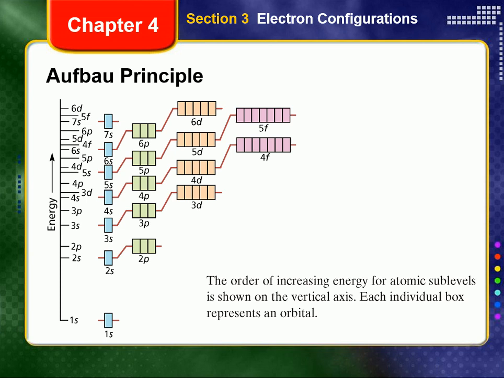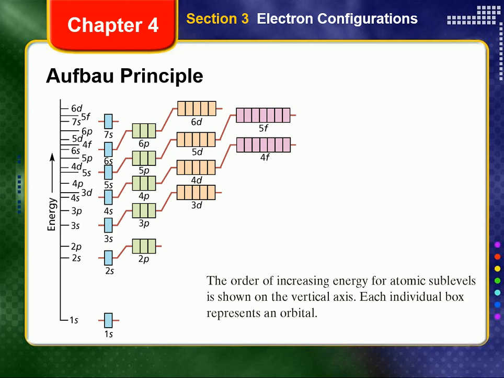Figure 4-16 on page 105 of your text, or on the screen now, shows the atomic orbitals in order of increasing energy. The orbital with the lowest energy is the 1s orbital. In a ground state hydrogen atom, the electron is in this orbital. The 2s orbital is the next highest in energy, and then the 2p orbitals. Beginning with the third main energy level, n is equal to 3, the energies of the sublevels in different main energy levels begin to overlap.